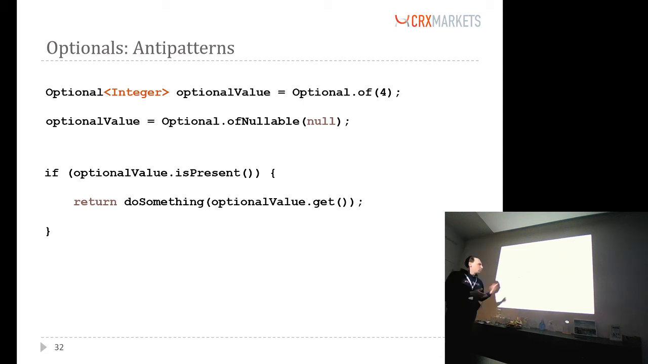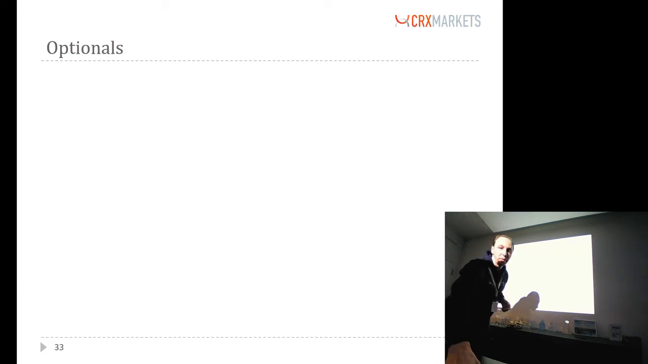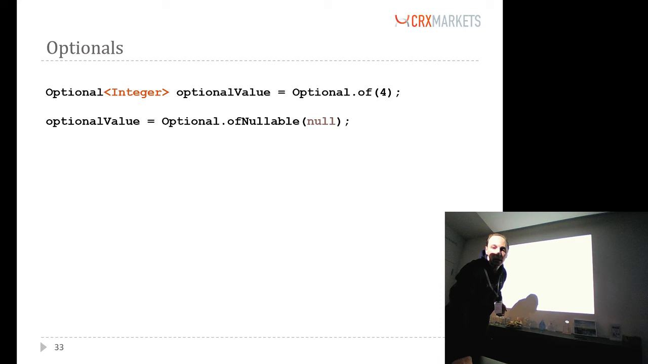It seems legit, but the problem is that it doesn't differ much from this code. So here it's the same: we check the value for null, and if it's not null, we do something with it. If it's null, we don't do it. So this is longer and more cluttery, and it's not really visible why we have optionals in the first place if we work with them like this.